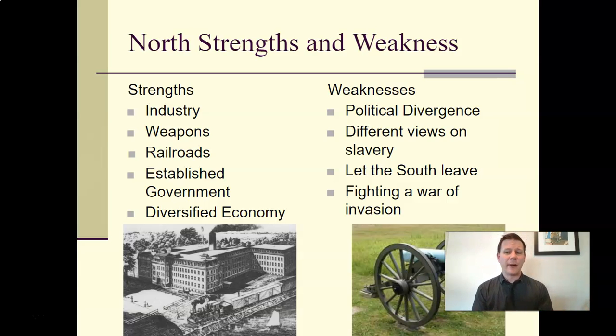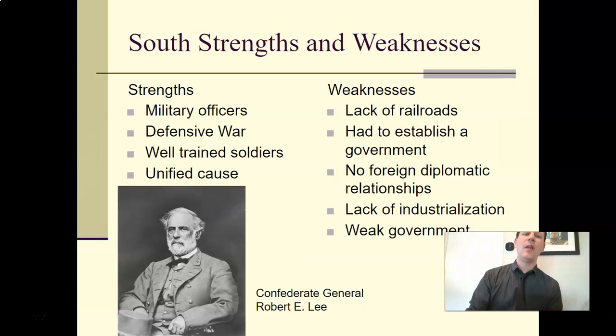And another problem is the North is fighting a war of invasion, right? To win this war, they need to go and occupy all the southern states. They're very big. They're very spread out, and basically they must control and take over all of them individually, which is not easy to do.